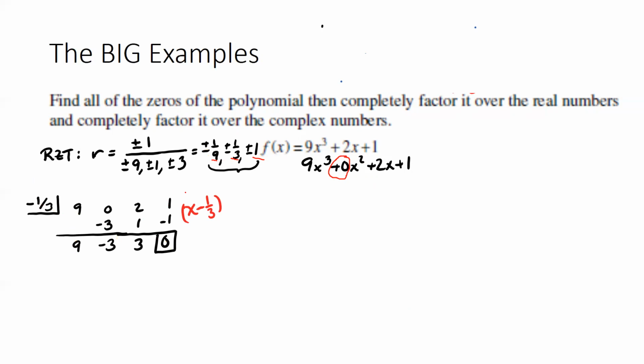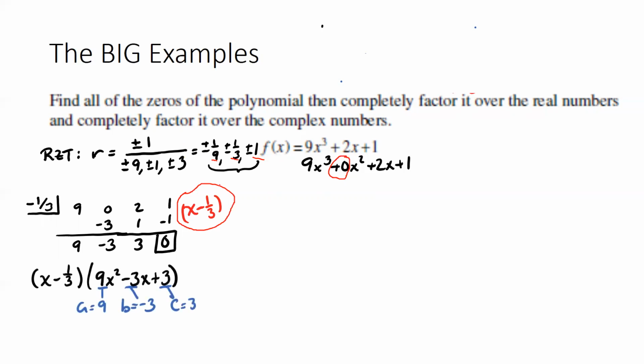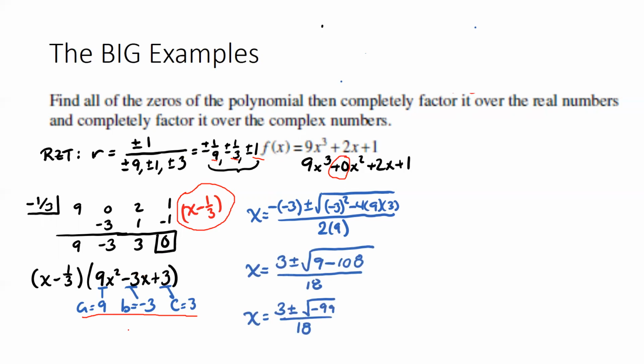So now I know one of my factors is x minus 1/3. And then I'm left with these guys here. So I'm left with the 9, the negative 3, and the 3. So now I'm going to use quadratic formula. And we get 3 plus or minus the square root of negative 199 over 18. Ooh. Let's simplify that square root of 99. So I get 3 plus or minus i square root of 99 over 18.